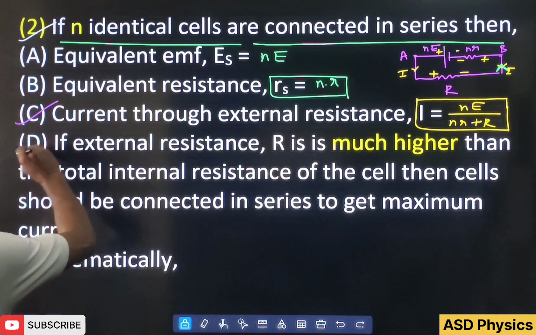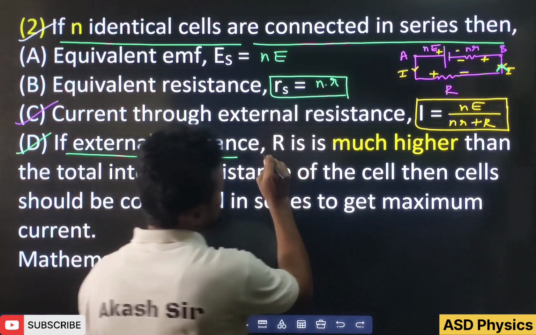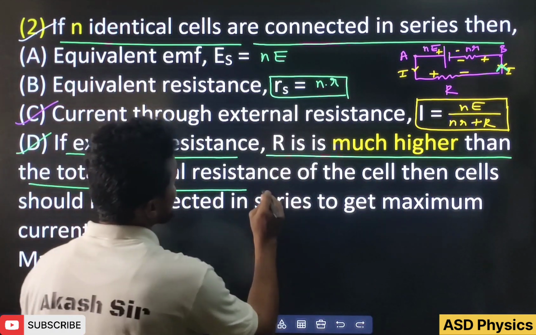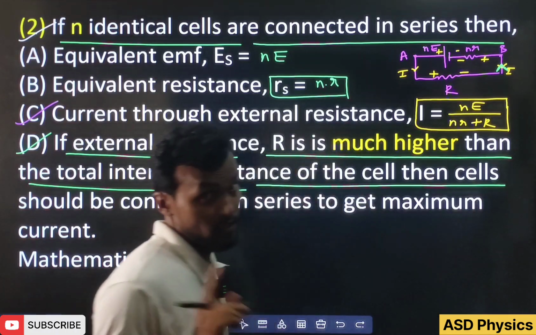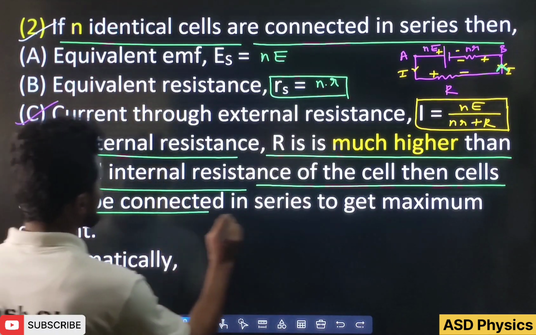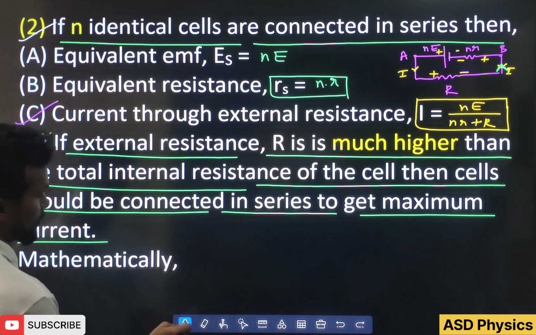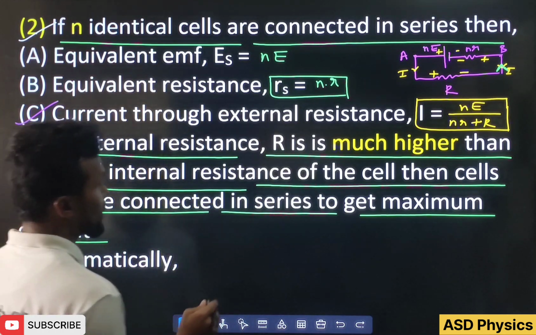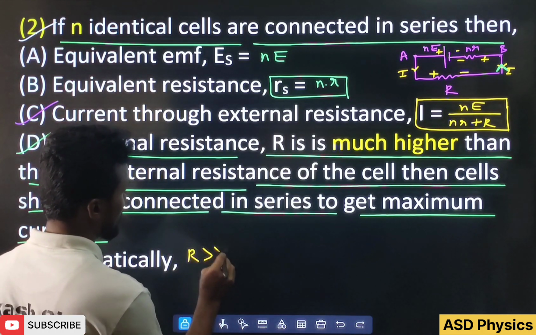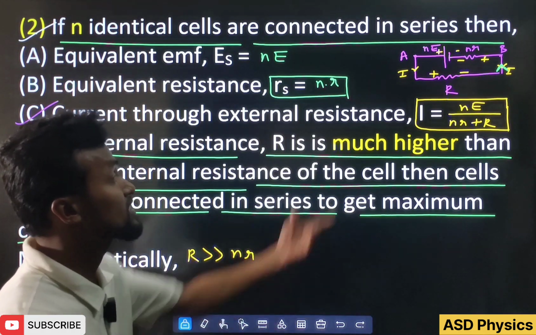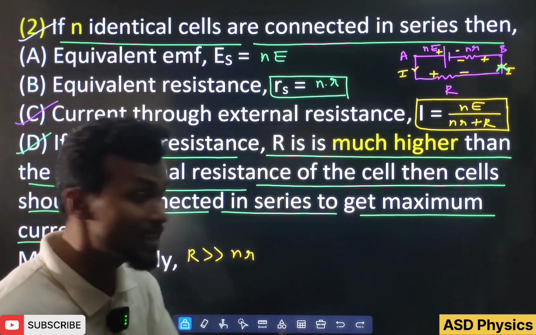Now students, see D: if the external resistance R is much higher than the total internal resistance of the cell, remember that, then the cells should be connected in series to get the maximum current. Here R should be greater than the equivalent internal resistance, that means nr. R should be much higher, that means R greater than nr.